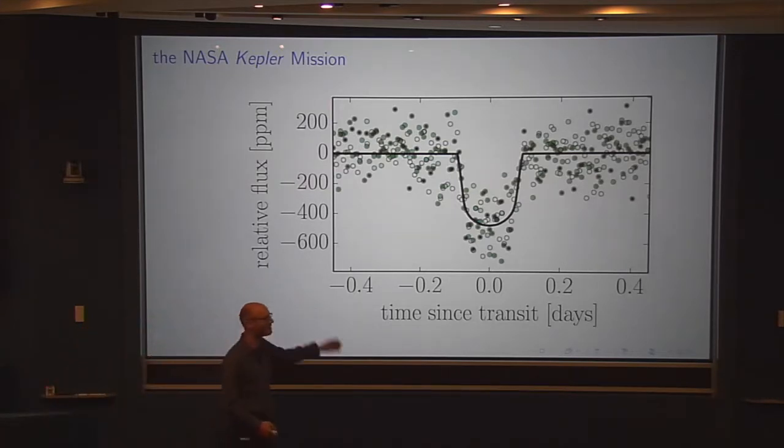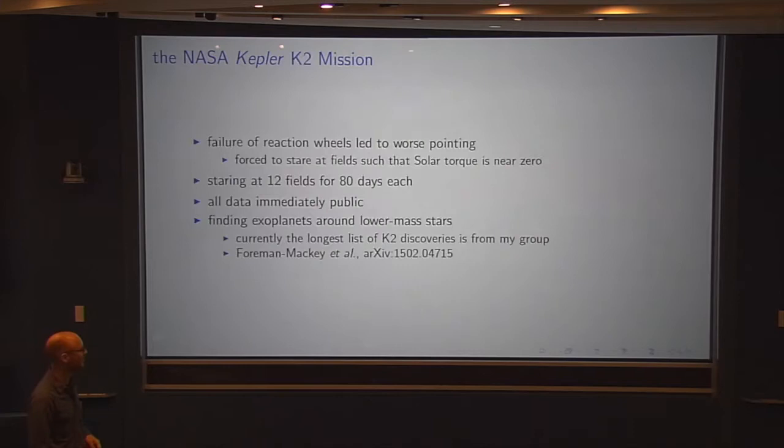Actually, prior to the Kepler mission, no one had ever used CCDs at this level of precision. We weren't even sure whether CCDs could do it. It's never been done before. From the ground, the best observations from ground-based telescopes are not nearly this precise.